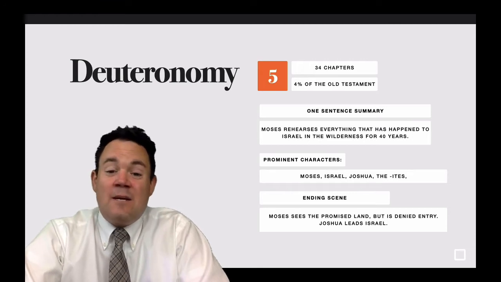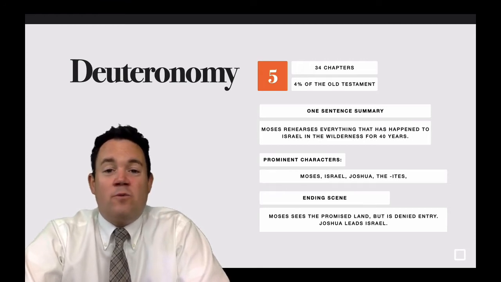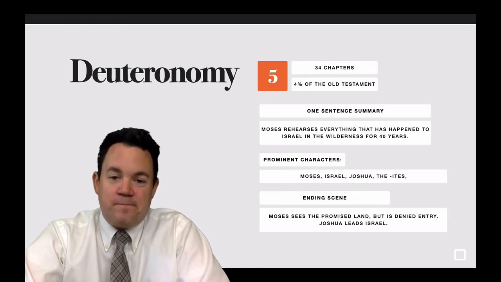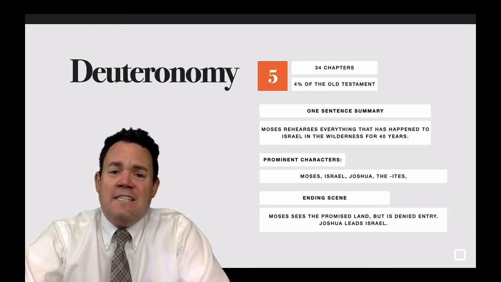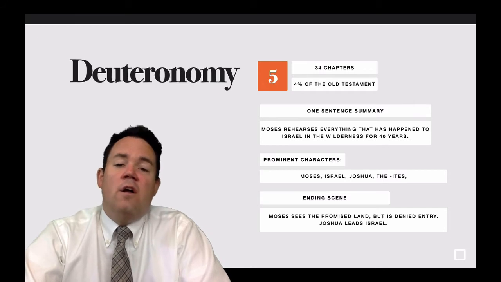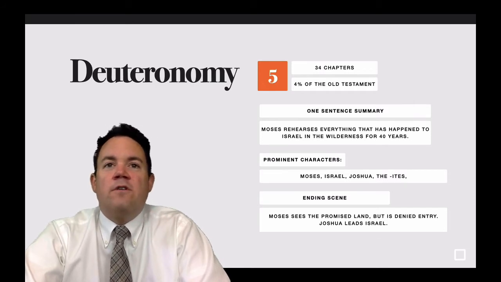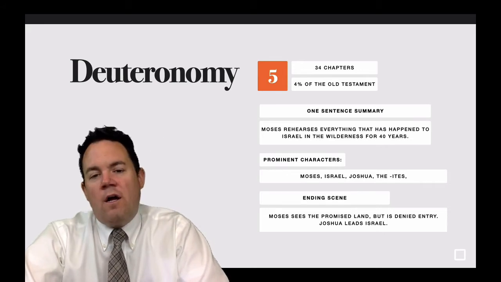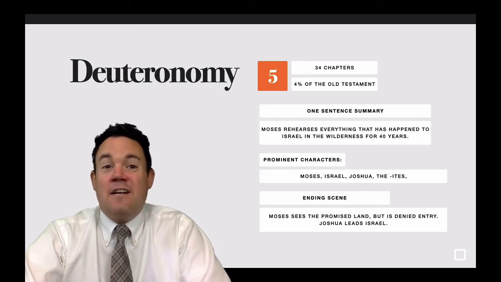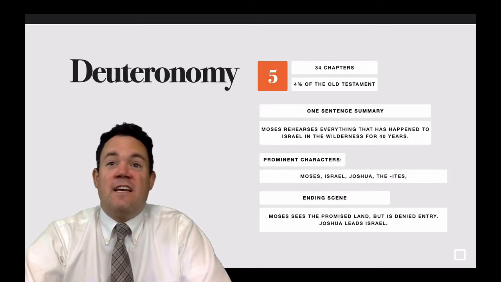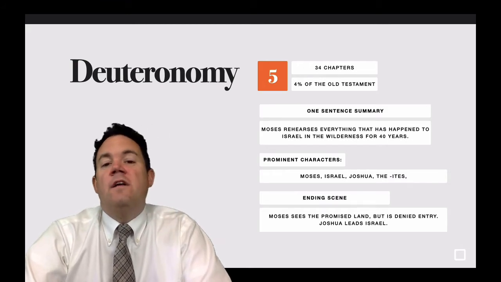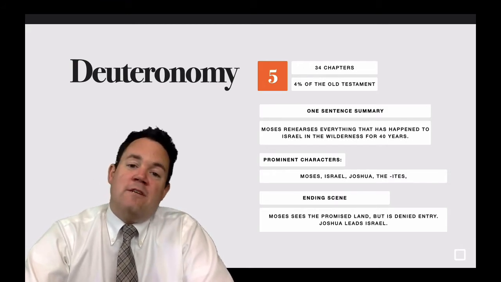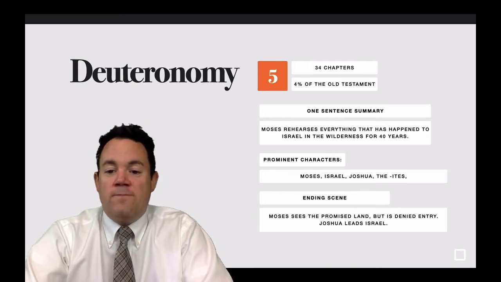The one sentence summary may be that Moses rehearses everything that happened to Israel in the wilderness for 40 years. So it is a second telling of the law, a rehearsal of the things they have gone through. Deutero, second; nomos, law. It's not that there's a new law, it's just the second telling of it and how Israel has either applied or misapplied it over the last 40 years.